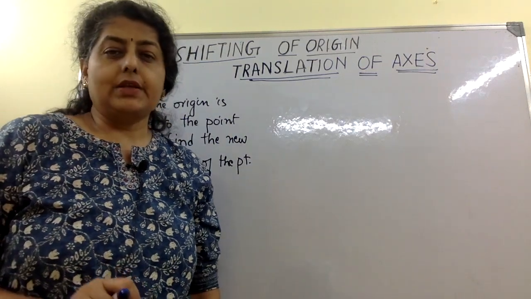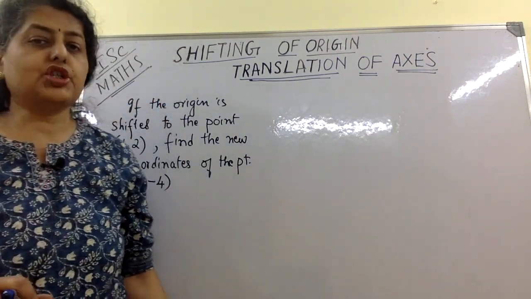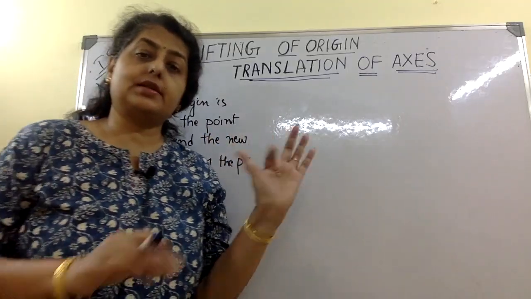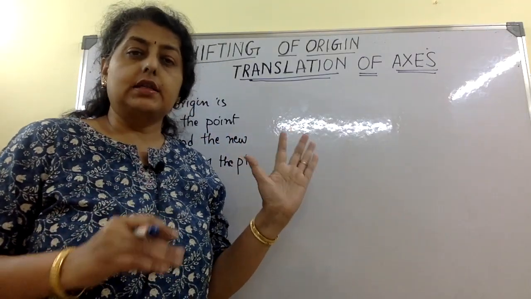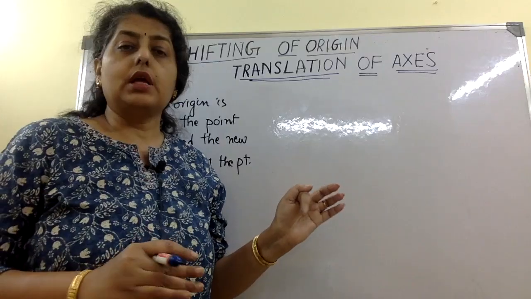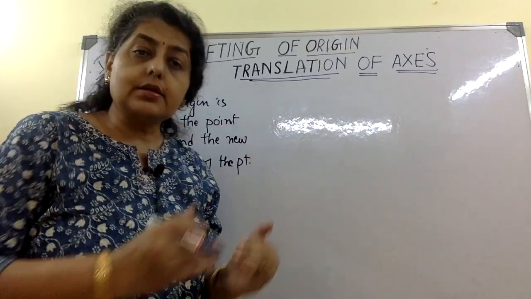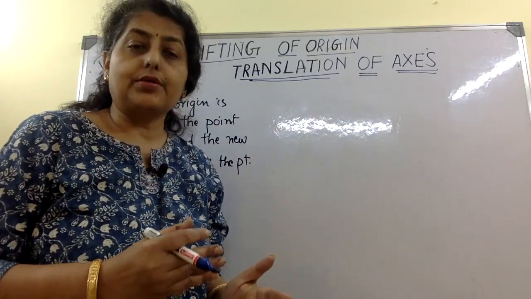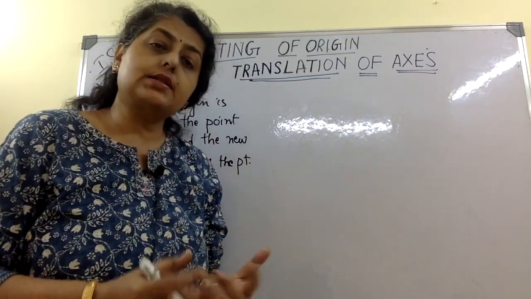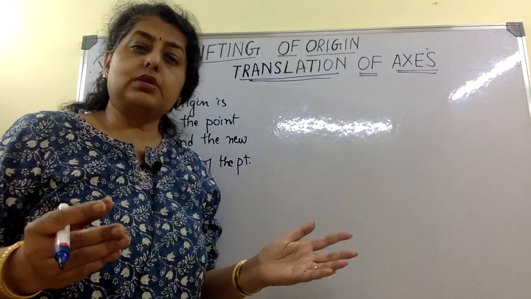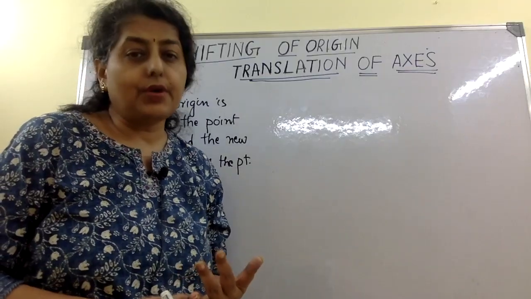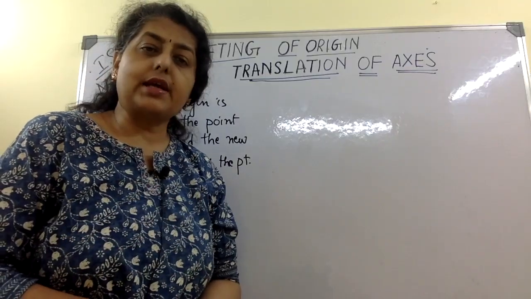Welcome all of you. So this is a new video on shifting of origin by the translation of axis. That is, the origin is at 0, 0 and you change it to some other point. You change the origin, okay? And now what change does it bring to the coordinates of any point in the xy plane?